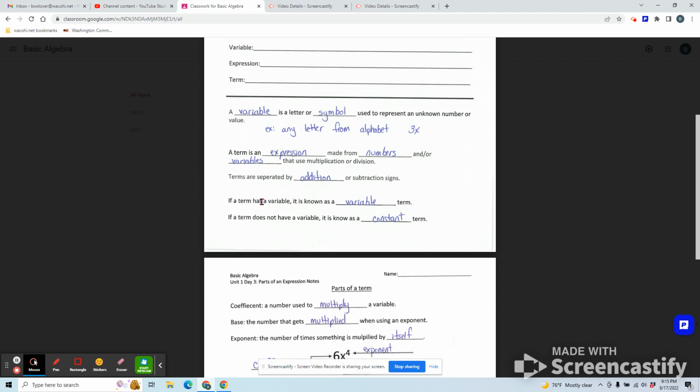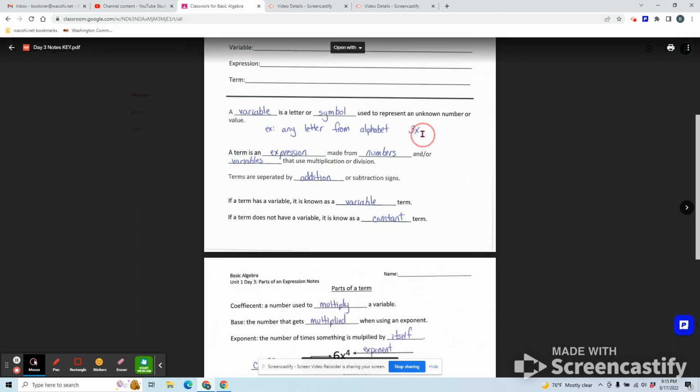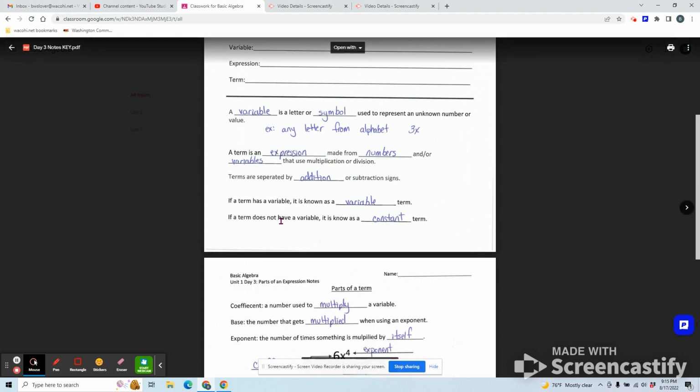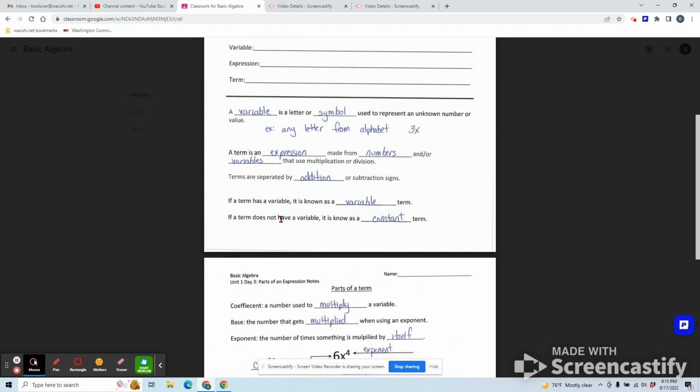If a term has a variable, it is known as a variable term. So back to this 3x, x is a variable, so that would be a variable term. If a term does not have a variable, it is known as a constant term. So that just means it's a number, 7, 10, negative 12. That would be a constant term.